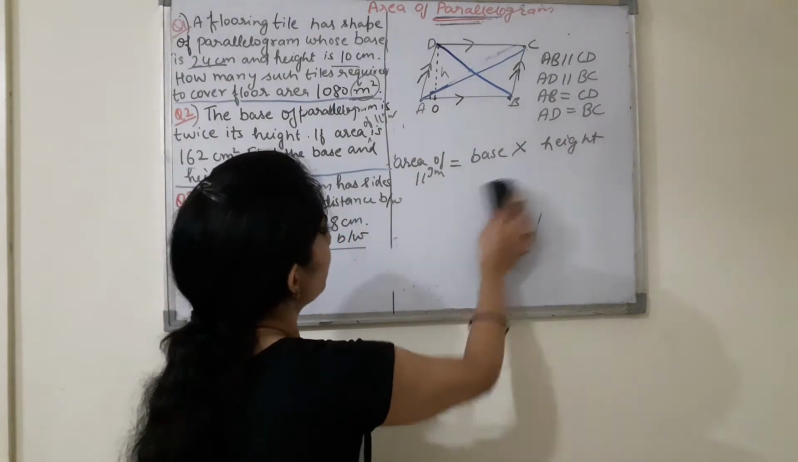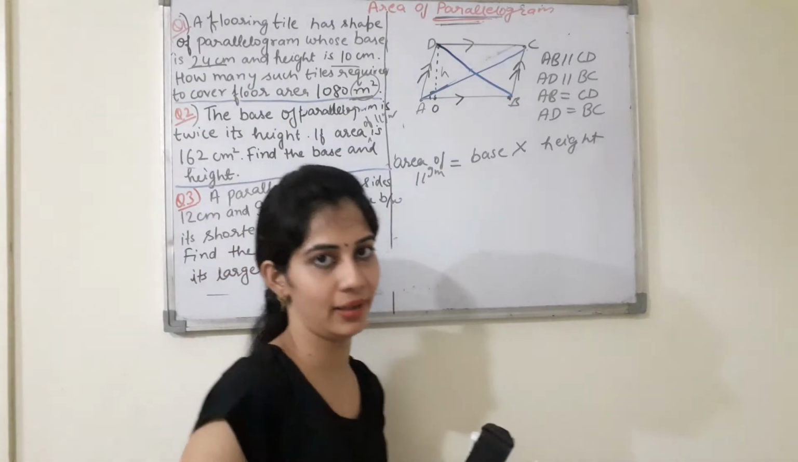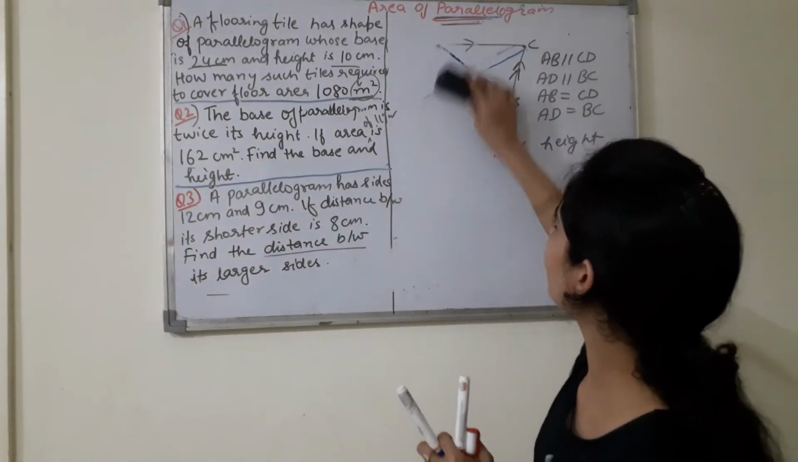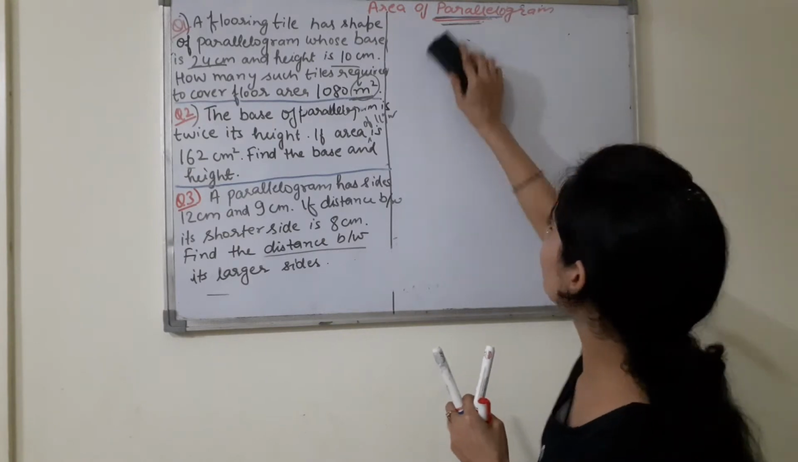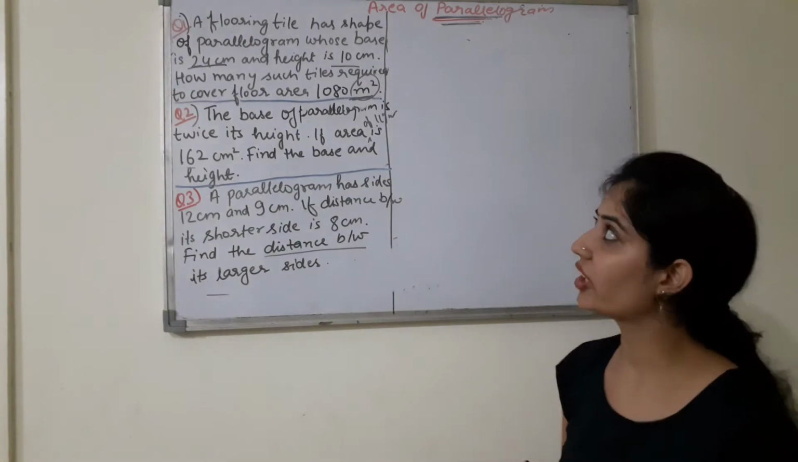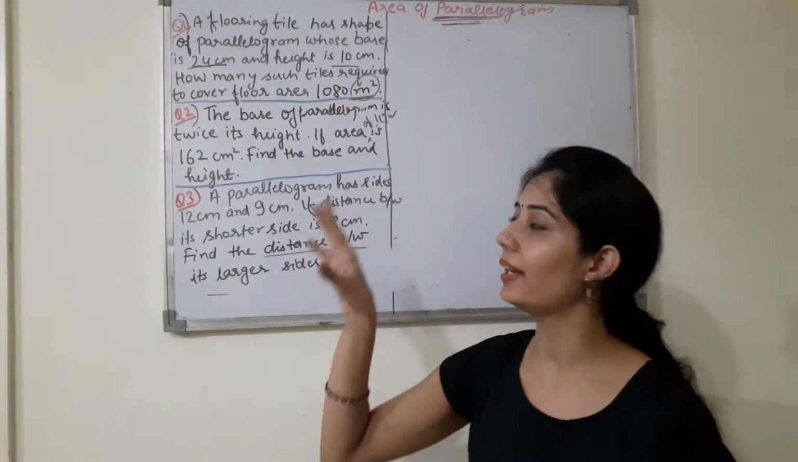These are some basic properties of a parallelogram. Now move on to the questions. We have 3 questions and we will do them one by one. The first question is from the NCERT class 8 book. In the question it is given that a flooring tile has the shape of a parallelogram.